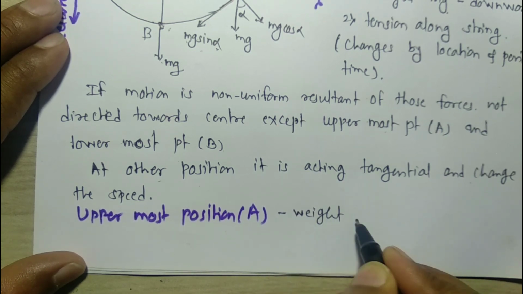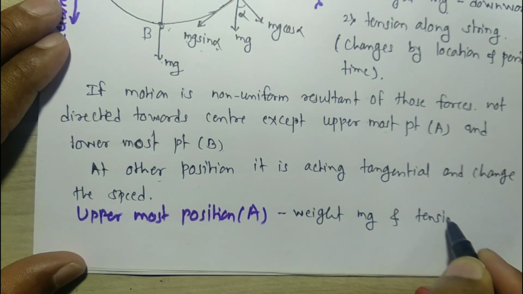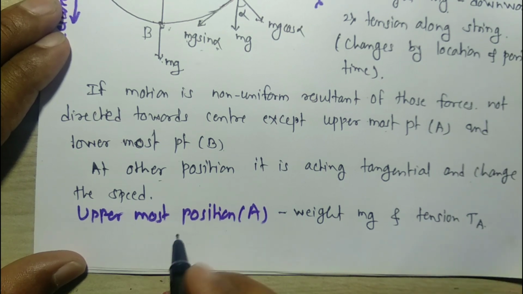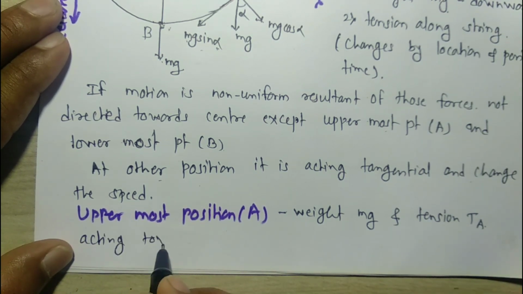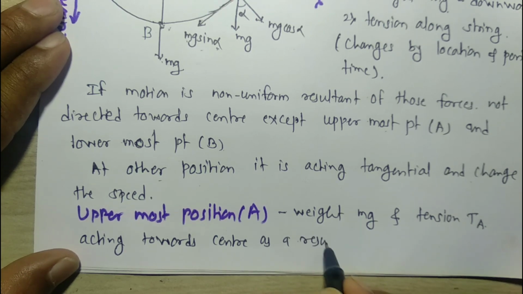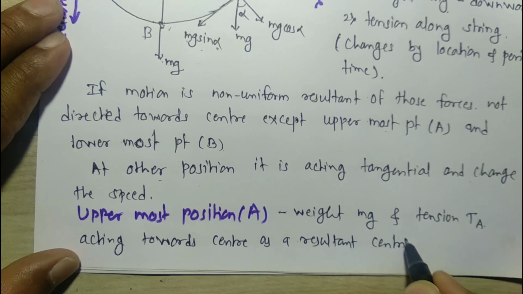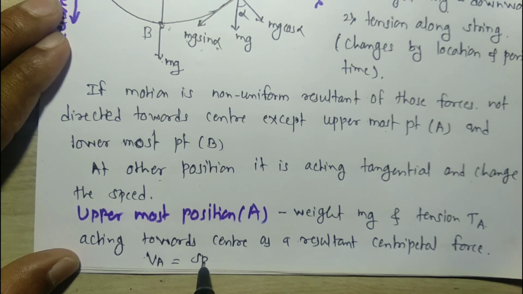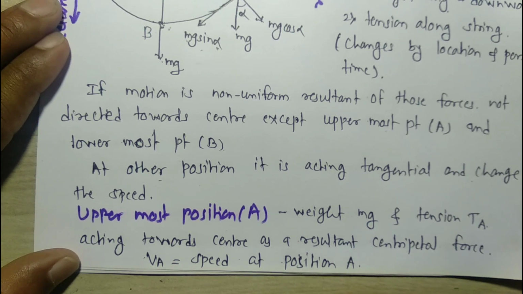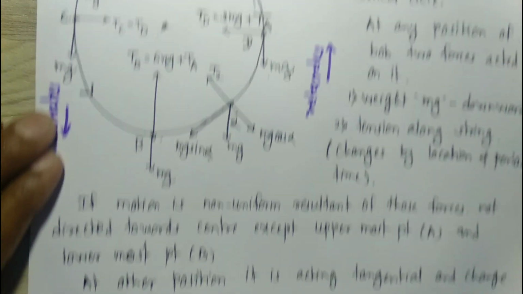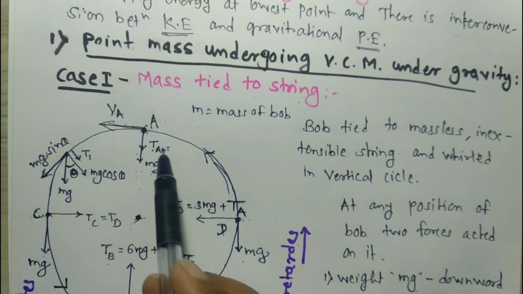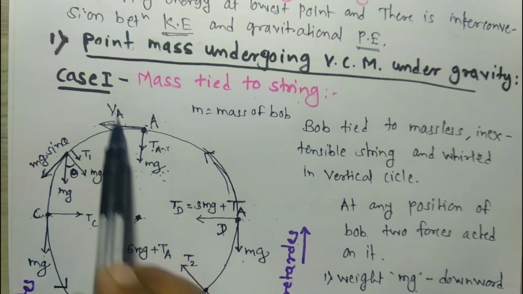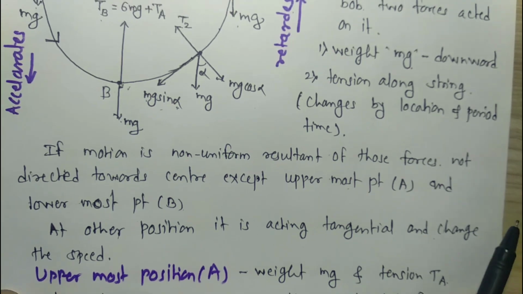At the uppermost point, weight mg and tension TA act toward the center as a resultant centripetal force, and VA is the speed at position A. Let us consider once again: TA and mg act toward the center, and VA is the speed at point A. Those are the considerations at the uppermost position.